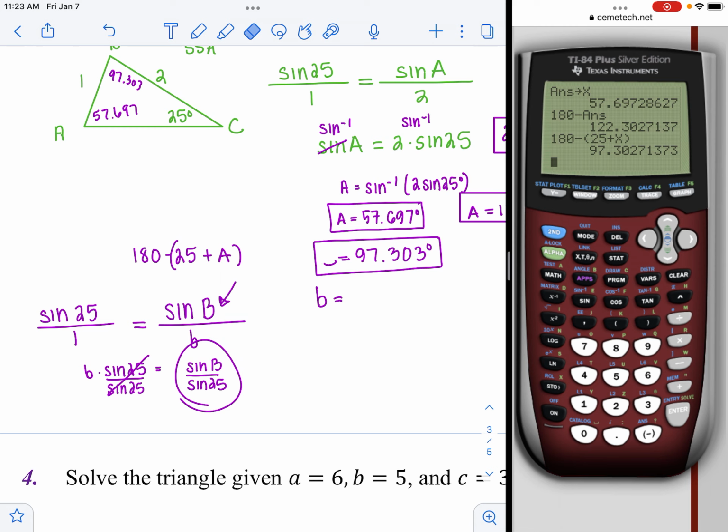97.303. Ooh, I put C there instead of B. No wonder I was confused. This is supposed to be a B, right? That's what B is. 97.303, and then divided by 25. So I'm going to do sine of, and remember I can't type 97.303, but it's right above right there. So if you have a calculator, I can grab it. If not, hit second answer, and then divide it by sine of 25. Close the parentheses, hit enter, and I get side B is 2.347.